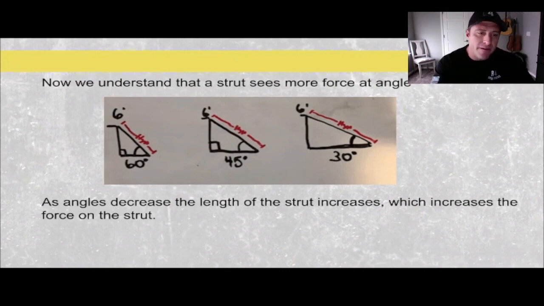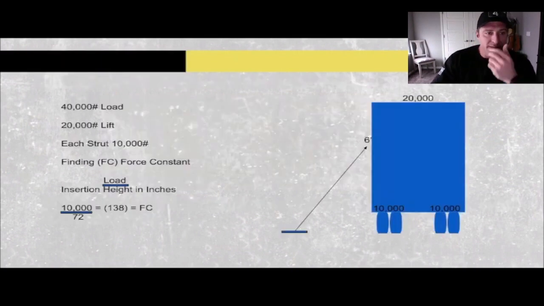So we've got to figure out how much force is on that vertical axial load strut at 6 feet. And then we're going to have to find out how much force becomes part of the strut as it gets put in shallower and shallower angles. This formula that we're going to talk about is really what we were just talking about a second ago, but this is the force constant formula.